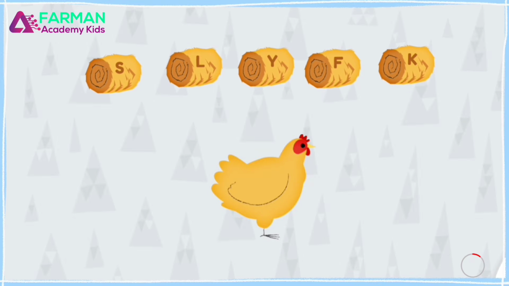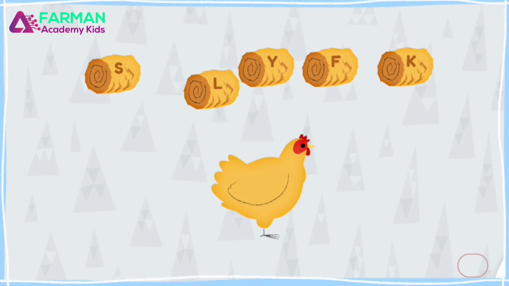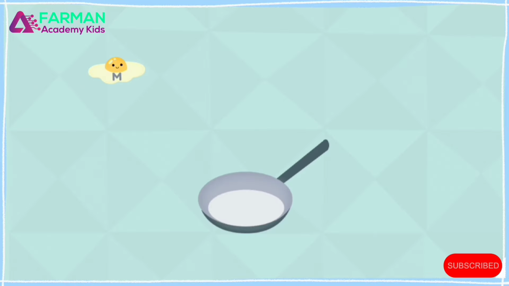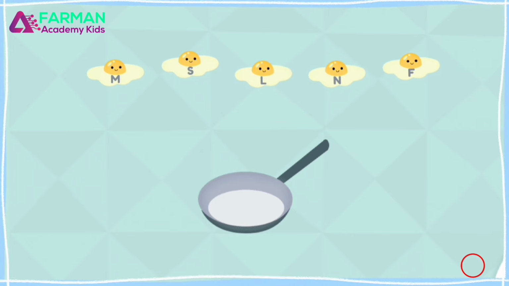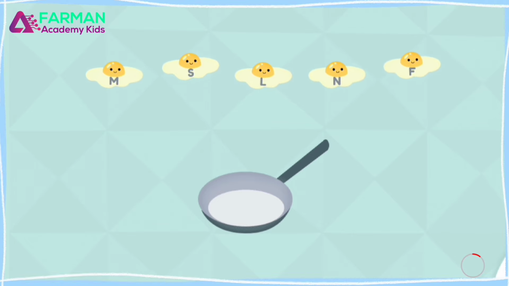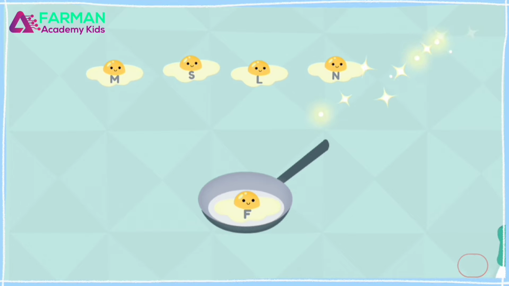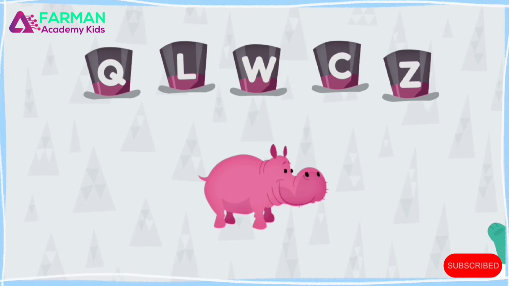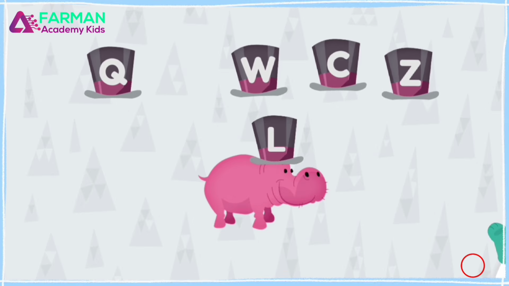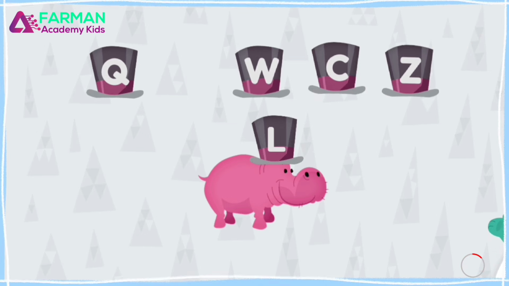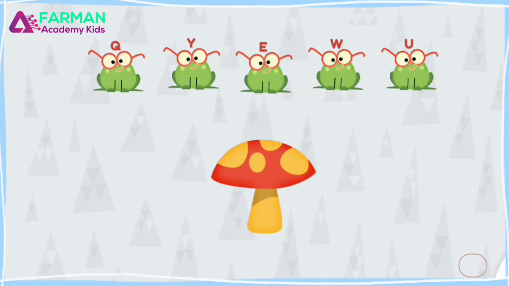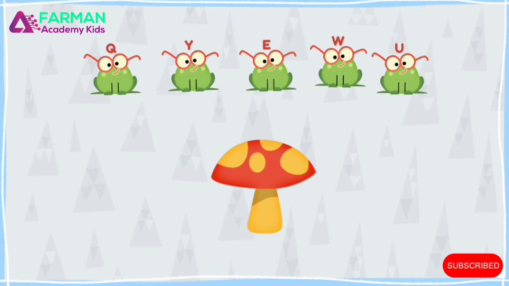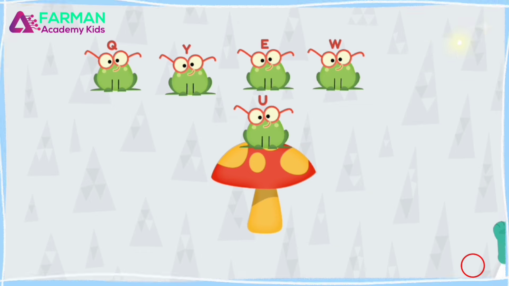Give the hen the hay with the letter L. Great job! Put the egg with the letter F in the pan. Awesome! Put the hat with the letter L on. Cool beans! Put the frog with the letter U on the mushroom. Keep it up!